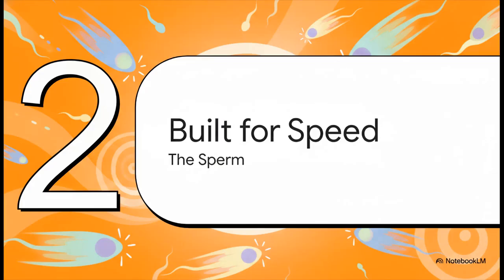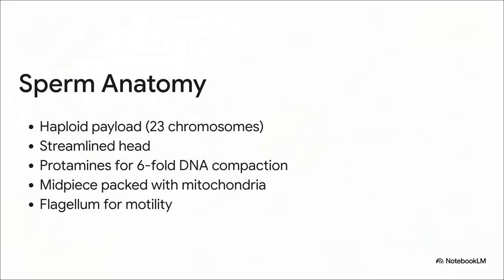Part 2. Sperm. Built for speed. Let's shift our focus to the male gamete first. This tiny cell is engineered for a single, incredibly perilous mission. To be this tiny, the sperm strips away absolutely everything unnecessary. It carries a haploid payload, just 23 chromosomes. And to fit this DNA into a microscopic, streamlined head, it actually throws out standard, bulky DNA packaging proteins and replaces them with tiny ones called protamines. This compacts its cargo a staggering 6 times over.